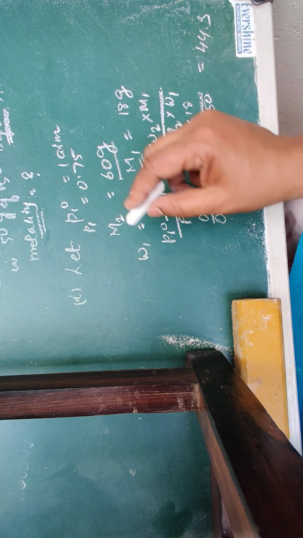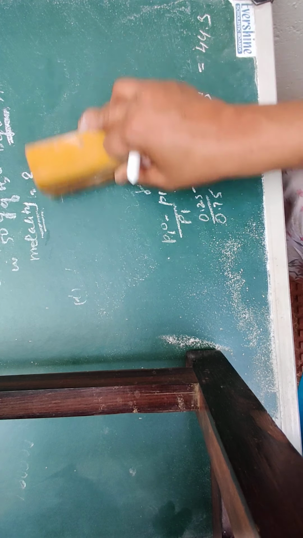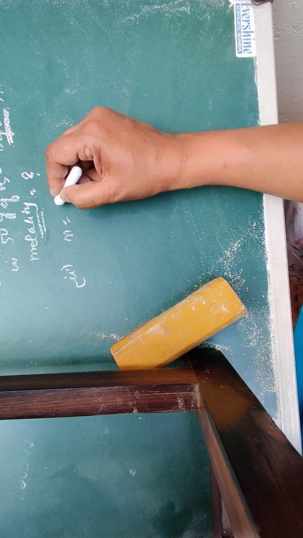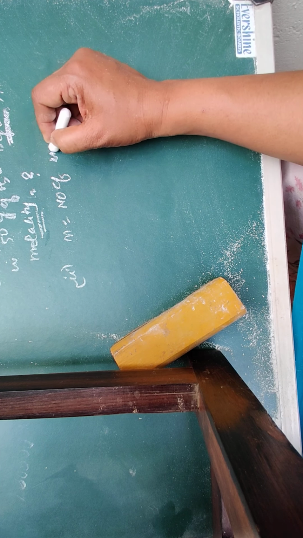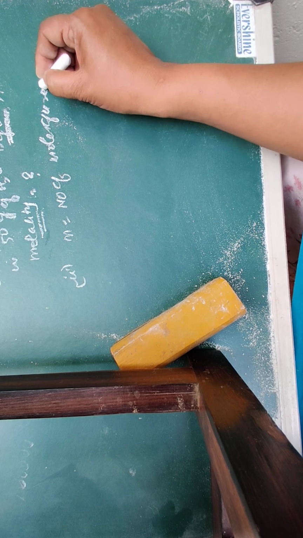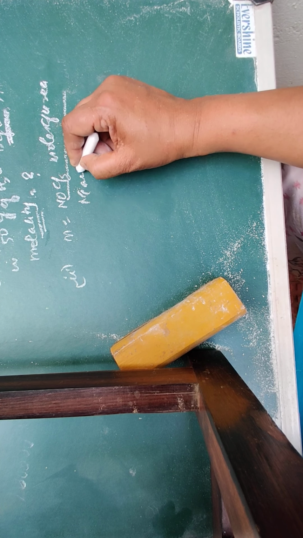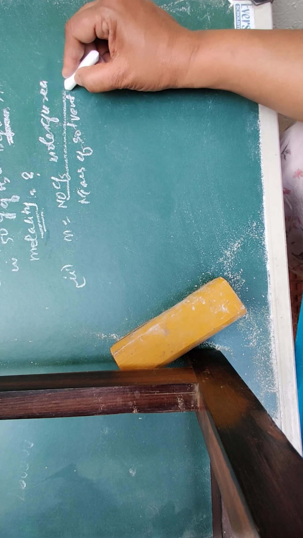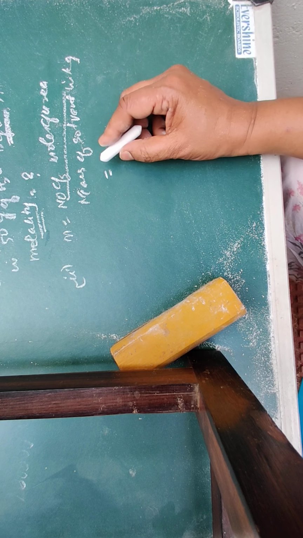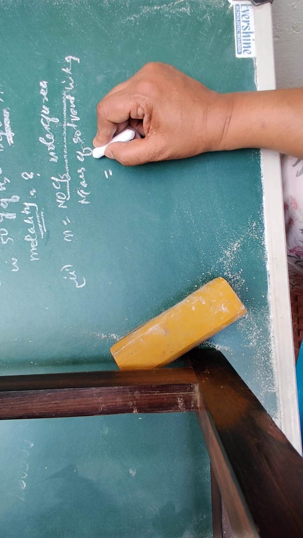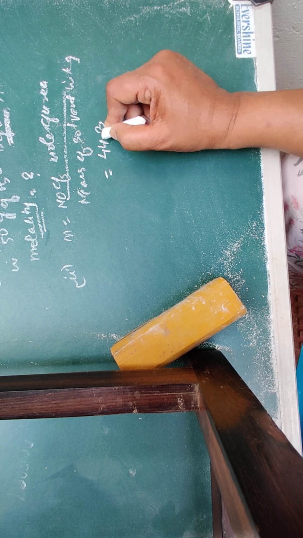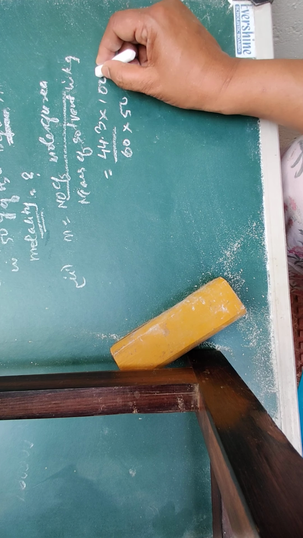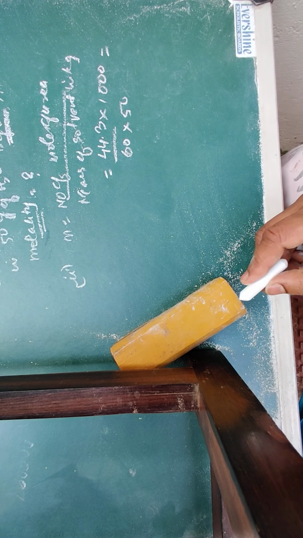Now I will calculate the second part, that is the molarity. M will be equal to the number of moles of urea upon the mass of solvent in kg. So 44.3 upon 60 gram into 50 into 1000. Calculate it, and you will get the molarity.